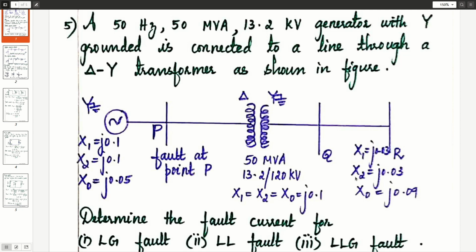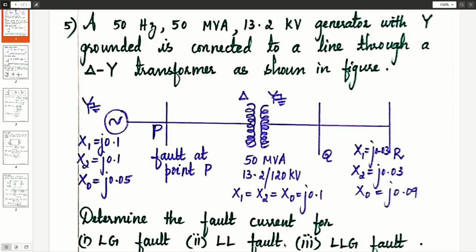So note down that the power system is not having any load at the terminal point. This power system network is ending at point R, which is left open. So it is an unloaded power system network. We are asked to calculate the fault current for LG fault, LL fault and LLG fault.